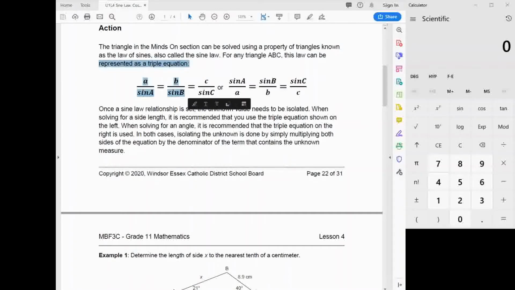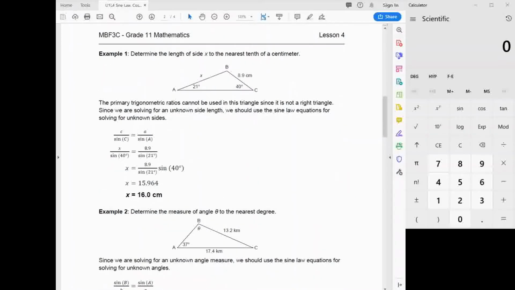So this is our relationship. What we could do with this sine law is solve for sides. This version makes it easier to solve for sides, and this version of the sine law makes it easier to solve for angles. So we're going to do an example of each.